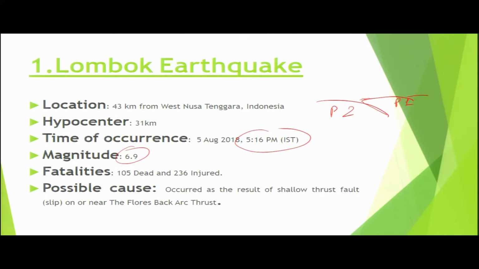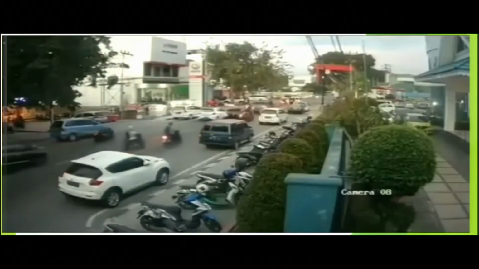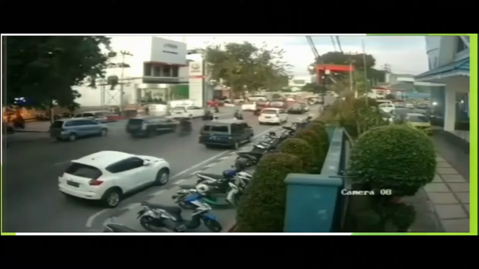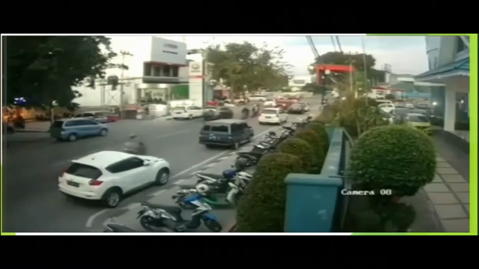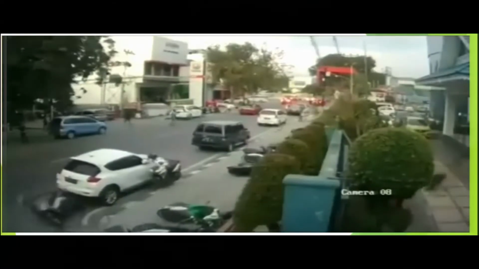There is a video regarding this earthquake I am going to show you. This is the Lombok area, where you can see how the earthquake has created destruction in this local area of Lombok. Shaking is happening.